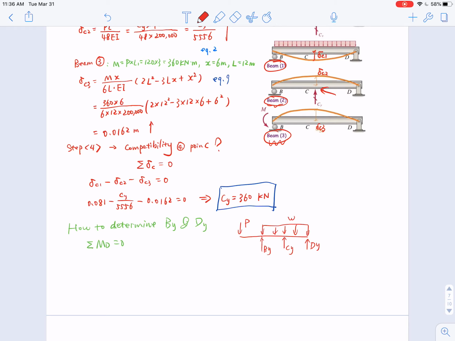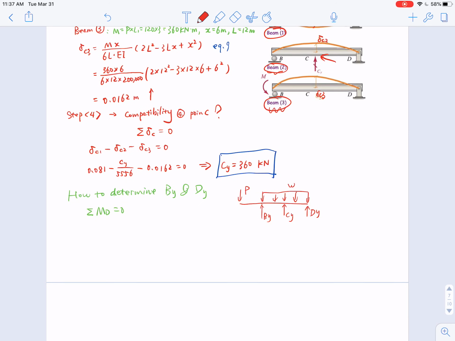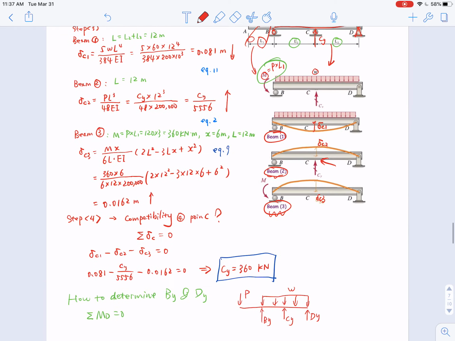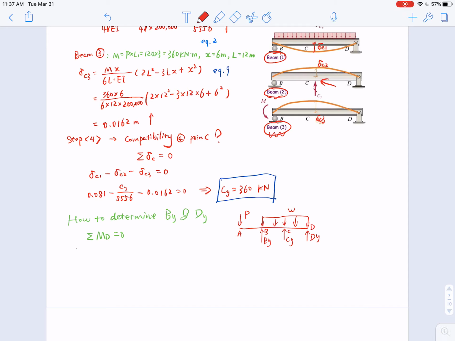If we calculate the sum of MD equals 0, you have four components. The first component will be P by the overall length AD. Here is A, B, C, D. You have P by AD, plus W by BD by CD, then minus By times BD, minus Cy times CD equals 0.